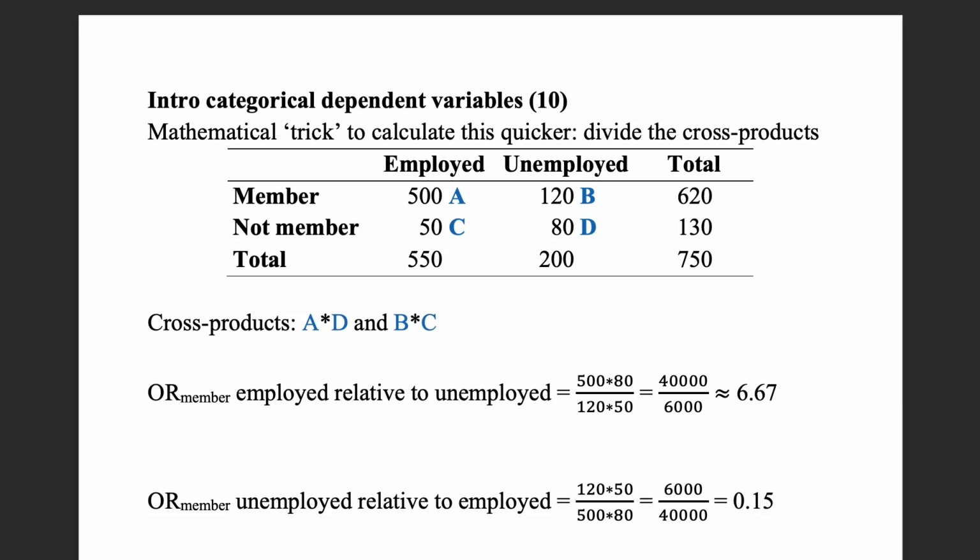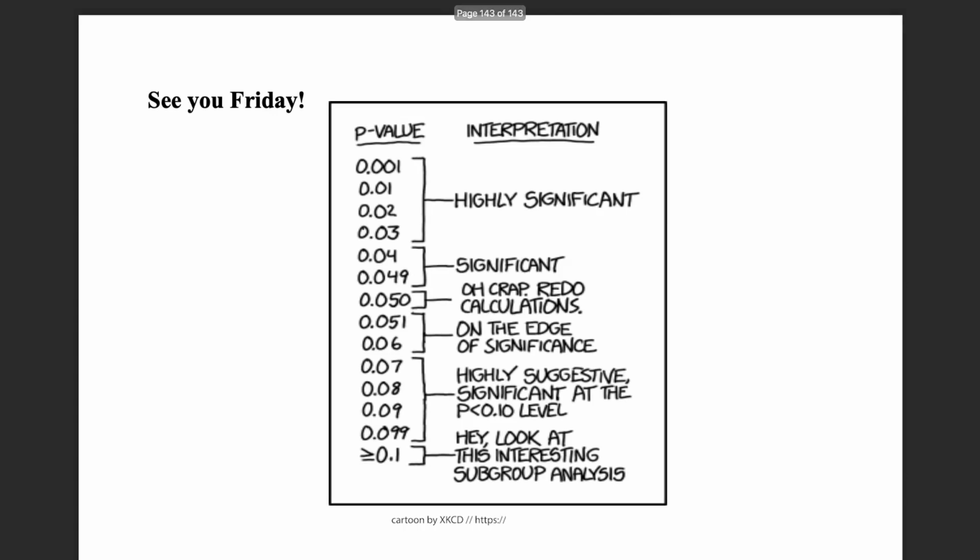So this is just a mathematical trick to do this more quickly and with a bit more precision. Only use it once we really understand what the odds ratio actually means. But once you do that, this can really make your life a bit easier if you want to quickly calculate odds ratios.